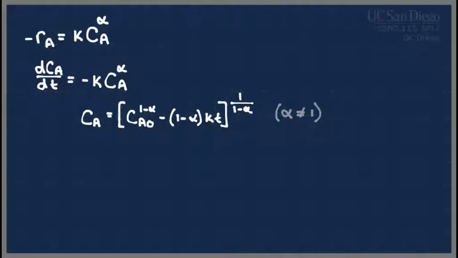If alpha is equal to 1 and you put a 1 in there, you'll have a 1 over 0 in that exponent. If alpha happens to be equal to 1, you're back to the first order case, so you'll have to integrate it the other way. But that's the general one for any alpha other than 1. This is a nonlinear expression. This is nonlinear in T.